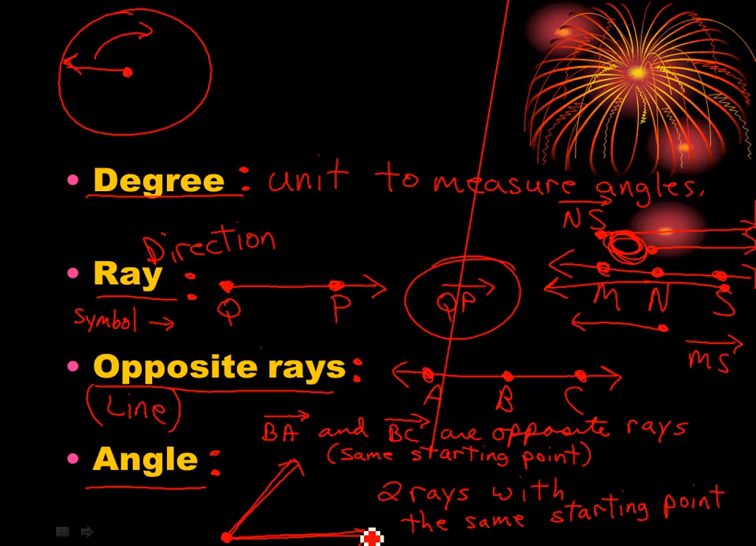Anybody know what special kind of angle that top one was? What special name do you give this angle? Straight angle. Good. It's a straight angle. Now it's a line, but if we wanted to measure it, can you measure a line? No. You can measure segments, but you can't measure lines, right? A straight angle, we can measure. Anybody know what the measure of a straight angle is? 180 degrees.